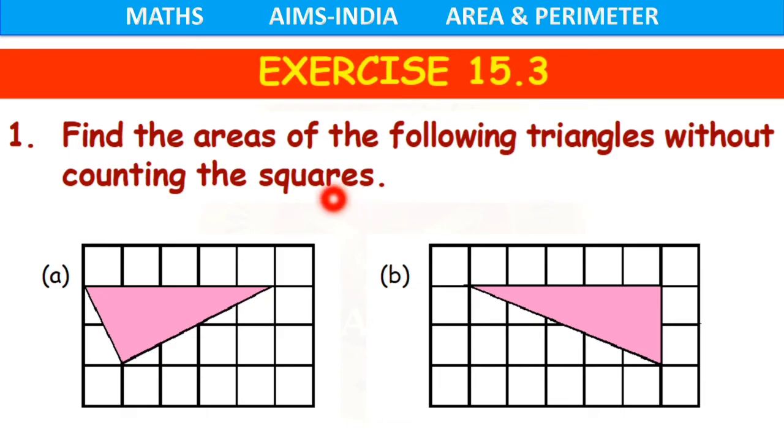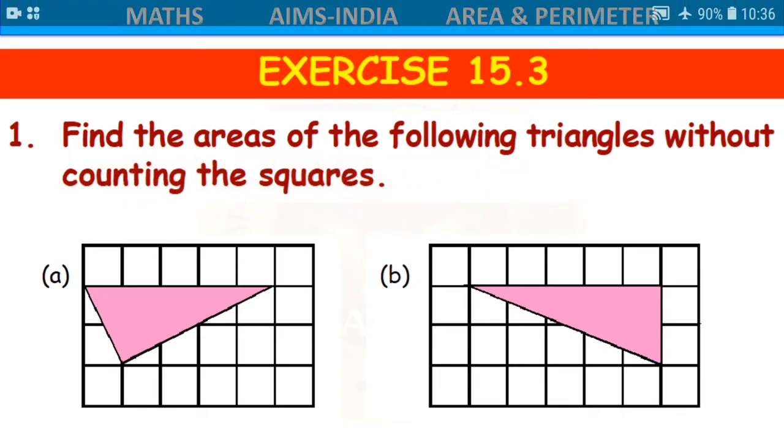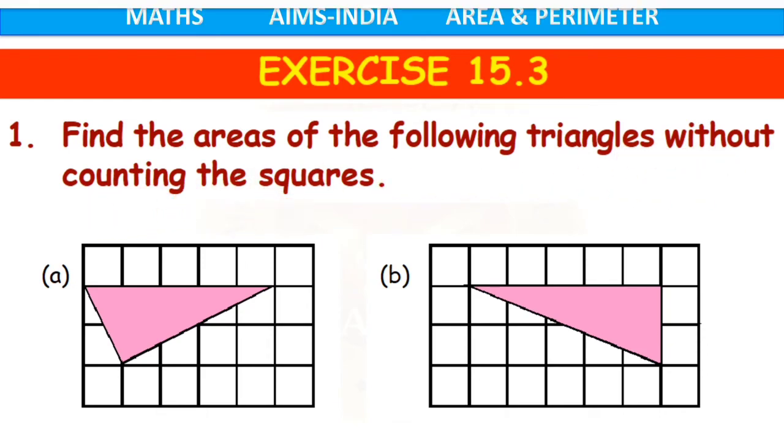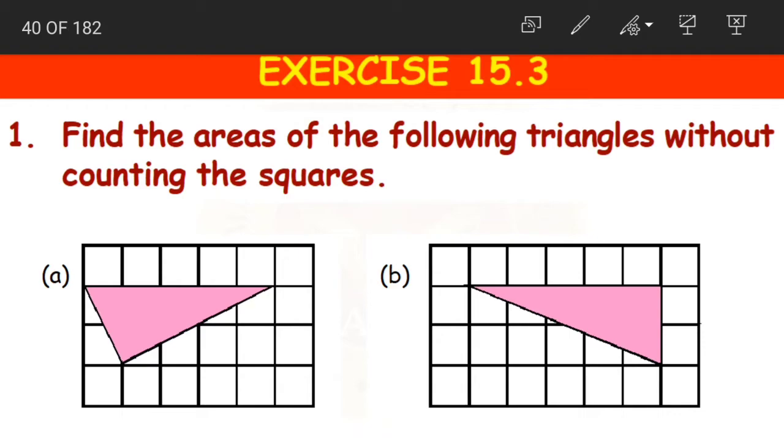Find the exercise 15.3. Find the areas of the following triangles without counting the squares. Yes, if you think, when we want to find out the area of a triangle, if we count the squares, this is 1, 2, 3, 4. Around 5, this triangle is covering around 5 to 6 squares, so it will be in between. Yes or no? So you might think, yes, we can simply count the number of squares the triangle is occupying and write the area of the triangle.